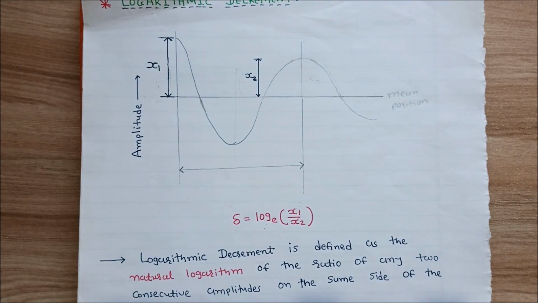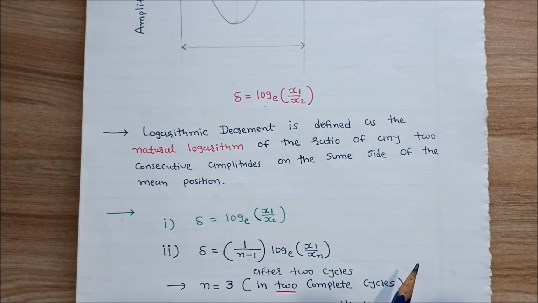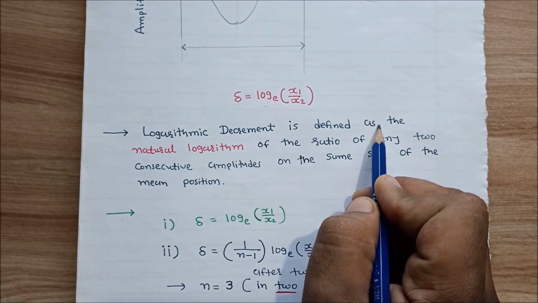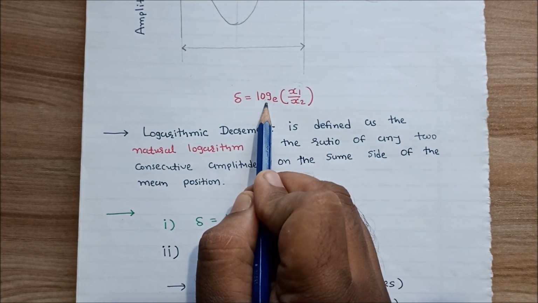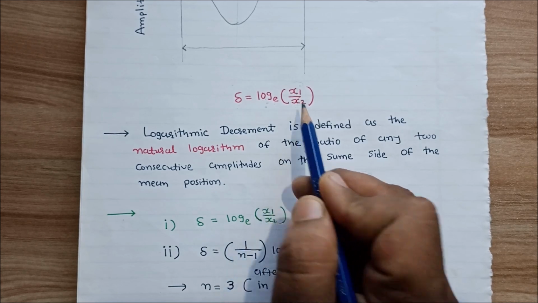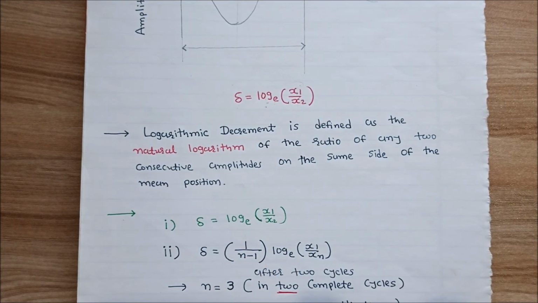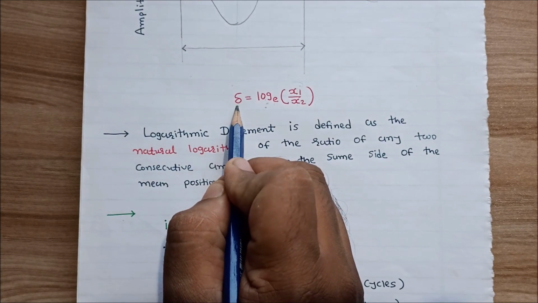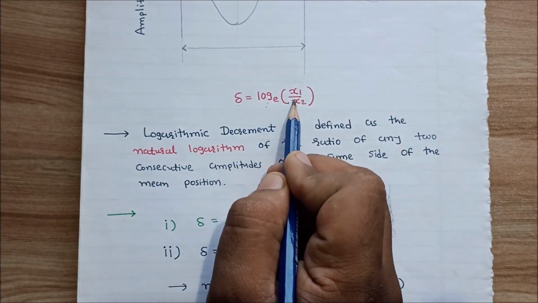So the logarithmic decrement definition is: logarithmic decrement is defined as the natural logarithm of the ratio of any two consecutive amplitudes on the same side of the mean position. So you remember this definition by the equation, delta is equal to log e base x1 by x2.